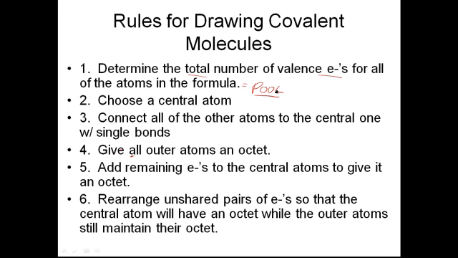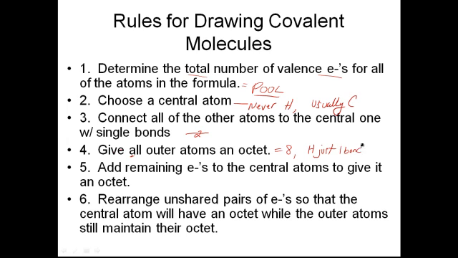The next step, number 2, is choose a central atom. Never hydrogen, and it's usually carbon. When in doubt, put carbon there. Usually carbon. Okay. The third step, once you figure out what your central atom is, you're going to connect all the other atoms to the central one with single bonds. Remember, a single bond is just one line. That means 2 electrons. And then you're going to give all the outer atoms an octet. Remember, octet means they need to have 8 unless it's hydrogen, and then hydrogen just needs 1 bond.